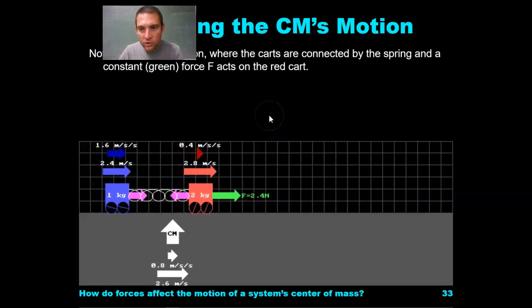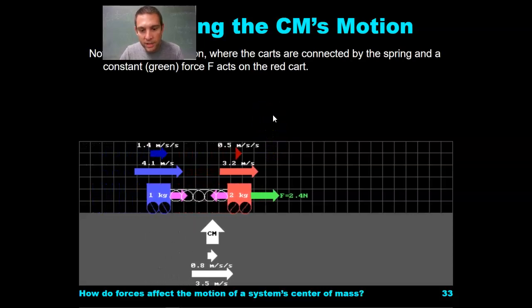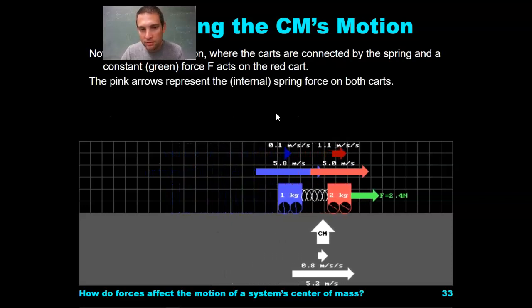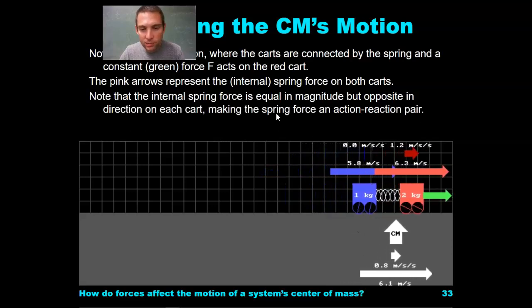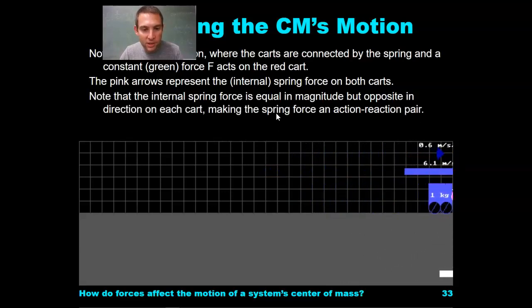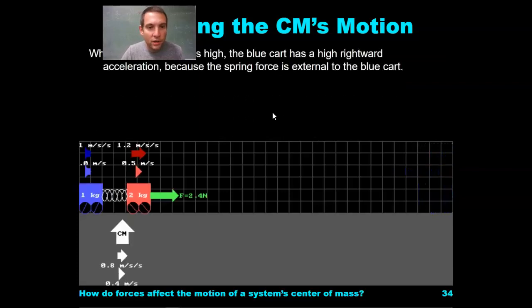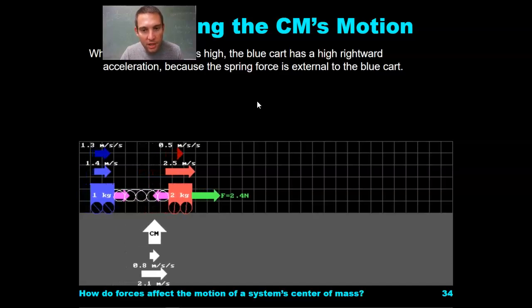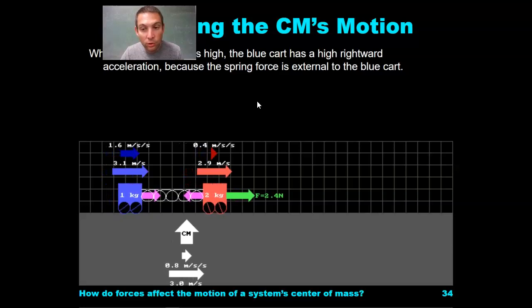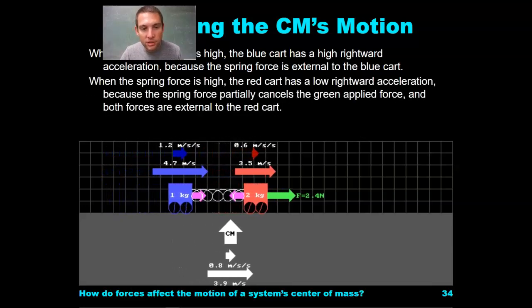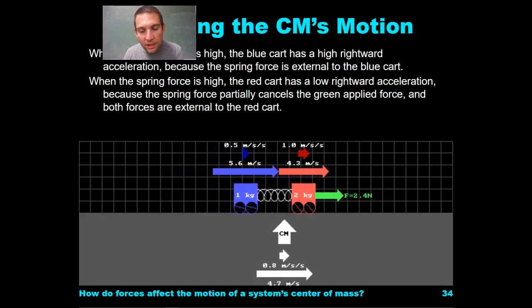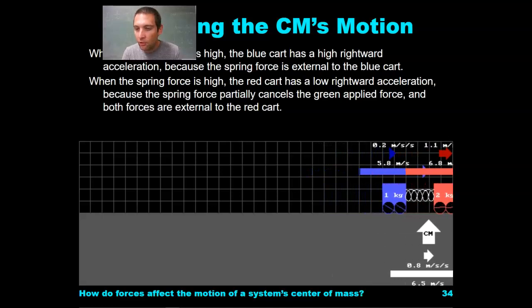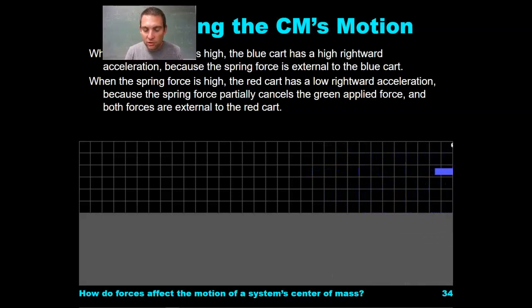Now look at this situation where the carts are connected by a spring and a constant green force acts on the red cart. The pink arrow represents the internal spring force on both carts. Notice that the internal spring force is equal in magnitude but opposite in direction for each cart, making the spring an action-reaction pair. When the spring force is high, the blue cart has a high rightward acceleration because the spring force is external to the blue cart. When the spring force is high, the red cart has a low rightward acceleration because the spring force partially cancels the green force and both forces are external to the red cart.